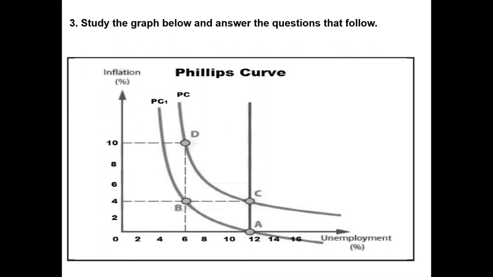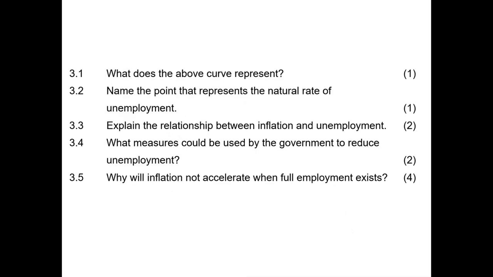So I'll give you guys again. We'll answer these questions as we go along. Let's have a look at the questions. So 3.1, what does the above curve represent? That we take from the graph. The answer is on there. Name the point that represents the national rate of unemployment. Okay. So let's see how far we get with this. You guys are welcome to send through your responses. So we are with question three now.